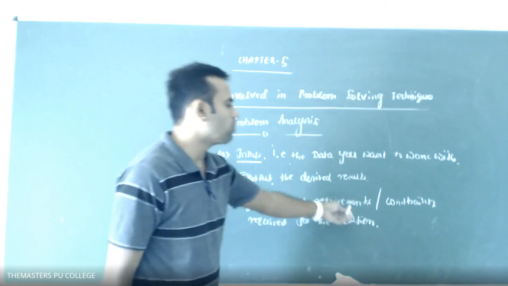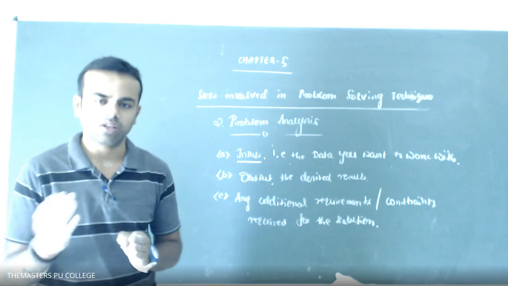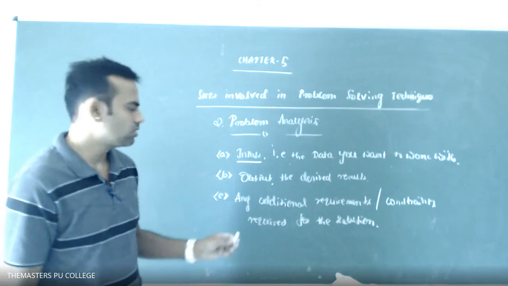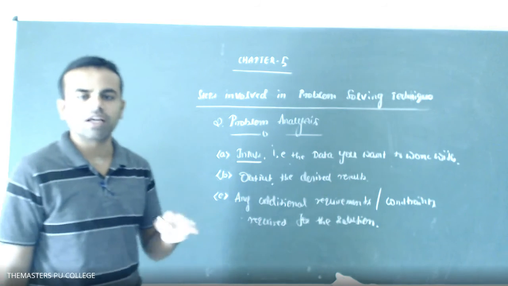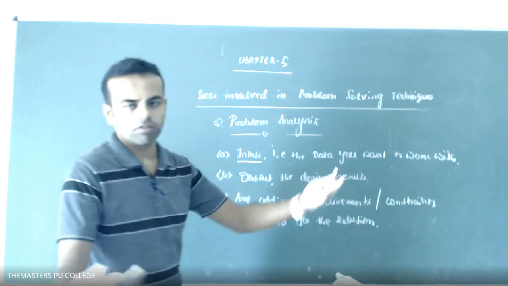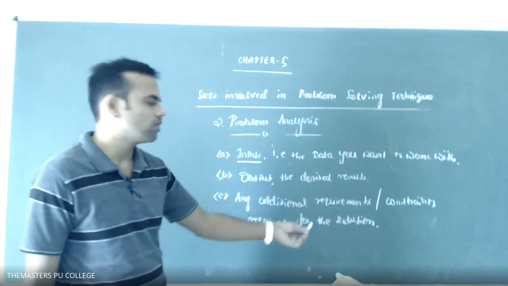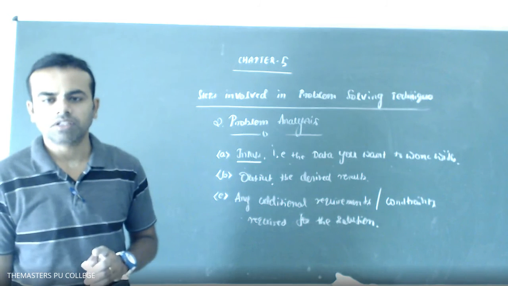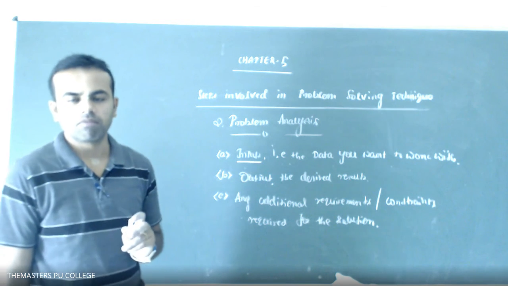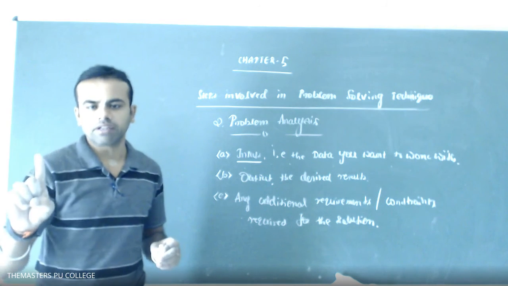Next, any additional requirements or constraints required for the solution. Do we need any alternatives? Can we solve it even more easily? While solving, do we have any requirement? Analyzing that is called step number 3. So first you need to take care of inputs, that is the data you want to work with, then the output, the desired result. Then any additional requirements or constraints required for the solution. Is that clear everyone? Any doubts in this session regarding the problem solving technique introduction?